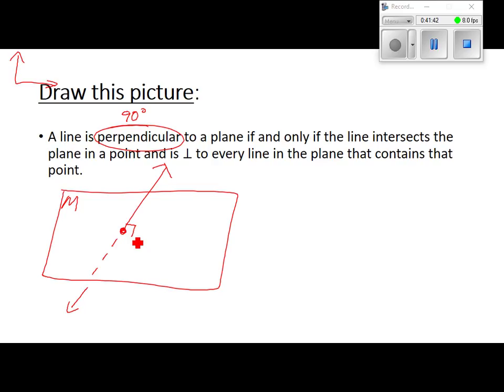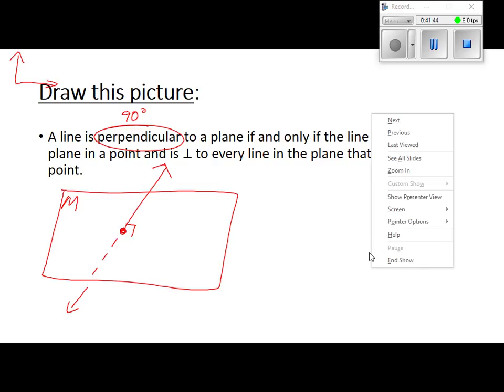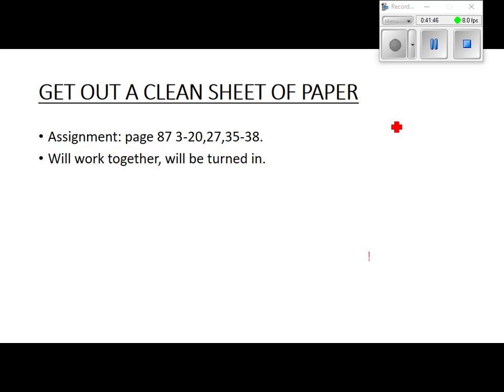In your books on page 87, get out a clean sheet of paper. We are going to do this assignment together, and we're going to move extremely quickly because then we got something else we got to do. You are going to hand this in.